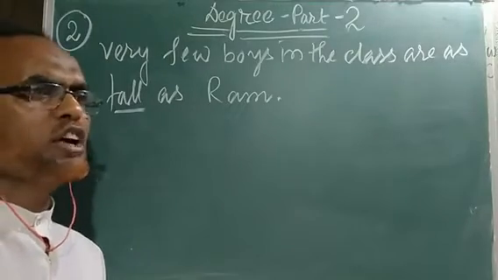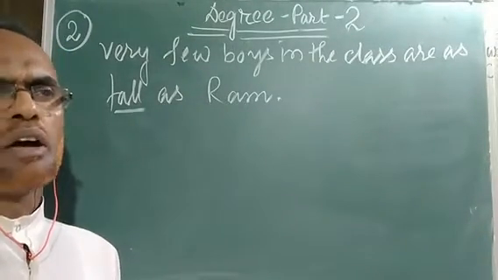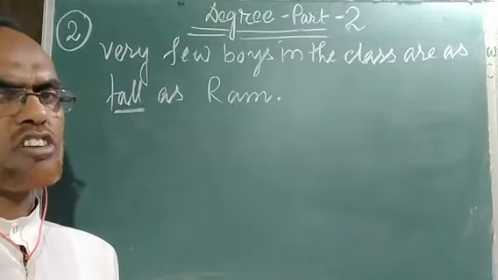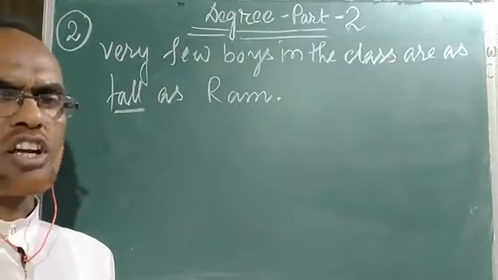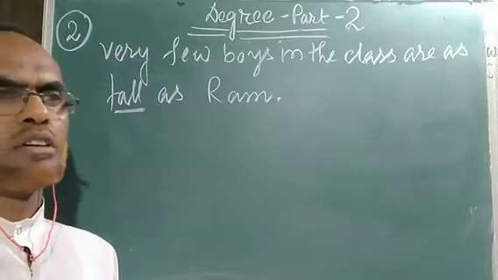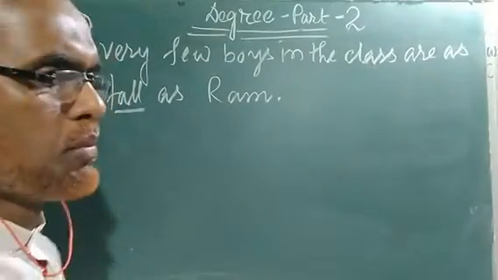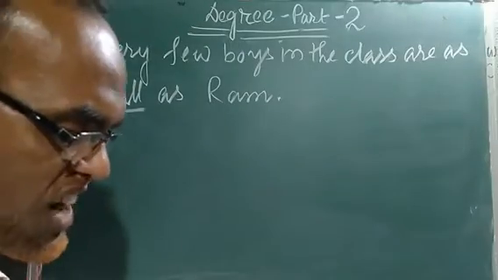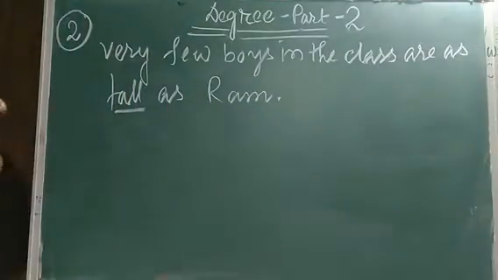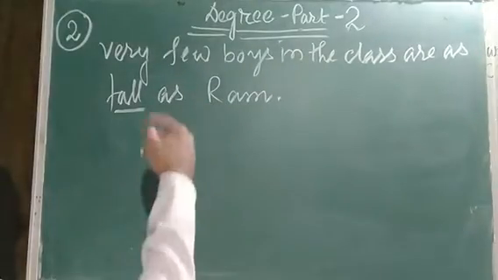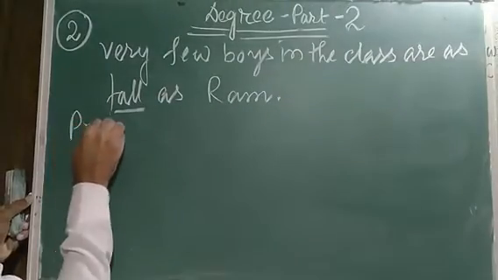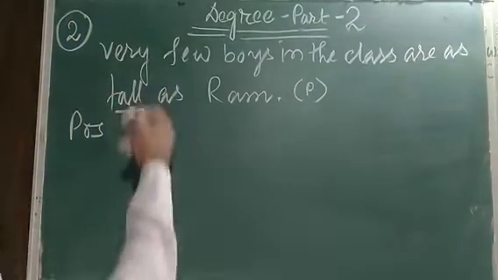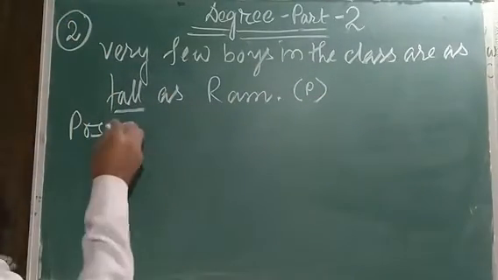That is, a few boys are as tall as Ram. Ram is not the extreme tallest. Ram is not the extreme tall boy in the class. There may be tall boys just like Ram. When we turn this sentence, we can write the form of positive. If it is a sentence of positive degree, then we can write the form of this sentence.